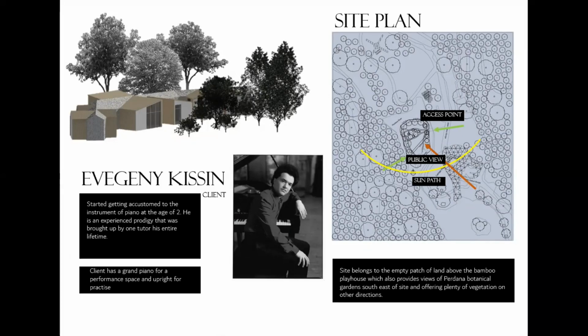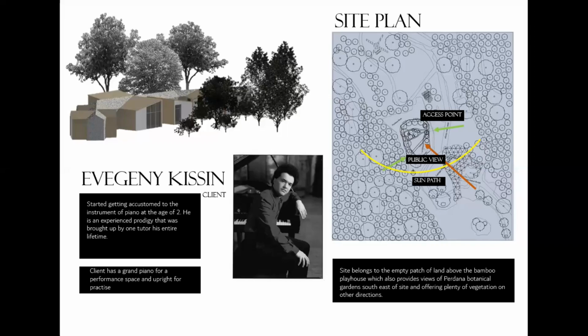And it contains now the client and the site plan. The site plan is in a park where it's an island, a patch of land above the bamboo playhouse, which could be accessed by two bridges highlighted in green arrows, and has a view of Pradana Botanical Garden, which appears to be the aesthetic attraction and landmark. And the yellow would be a sun path which follows trail of east and west.